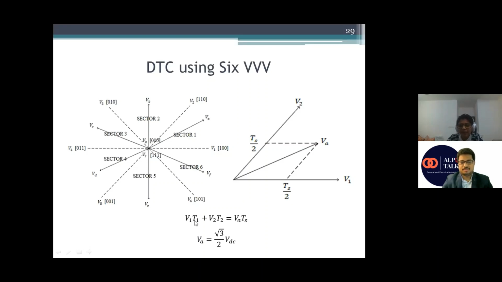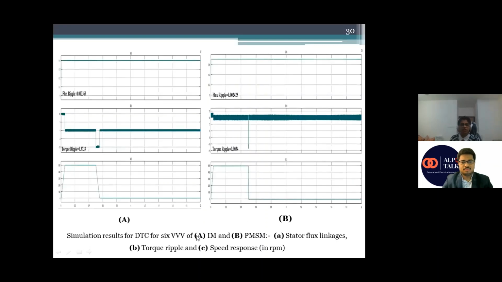TS is the sampling time period. So if I apply T1 and T2 for TS by 2, TS by 2, that is, equal time intervals, then I get the value of VA as root 3 by 2 VDC. This has been calculated by applying the volt second balance. The other block diagrams and everything are similar to classical DTC.